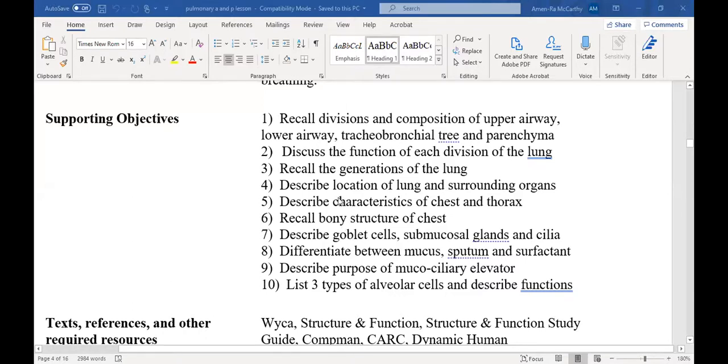Describe the location of the lung. Where is it located? In the surrounding organs. Describe the characteristics of the chest and the thorax. The thorax is the rib cage. Everything in the rib cage is protected. It's called the thorax. Okay. Recall bony structures of the chest. The bony structures of the chest.